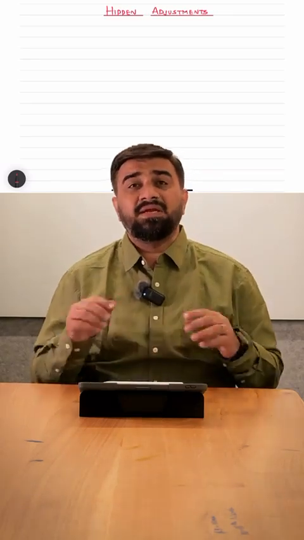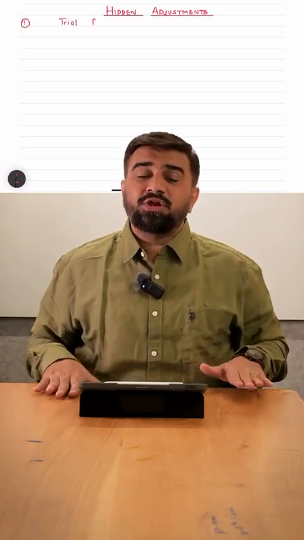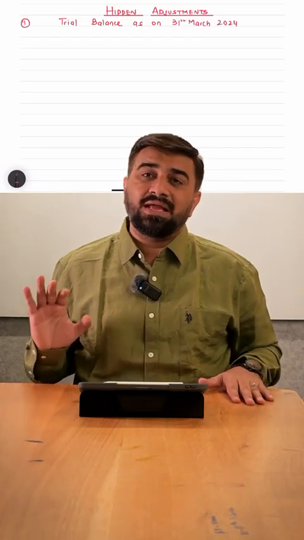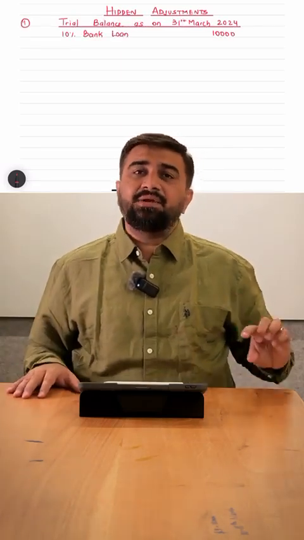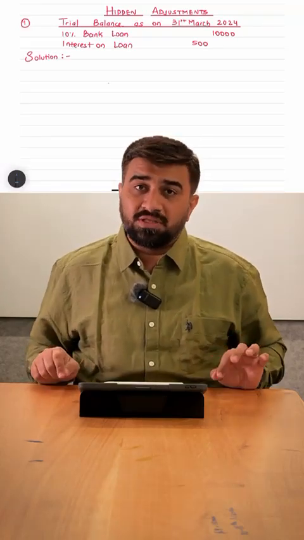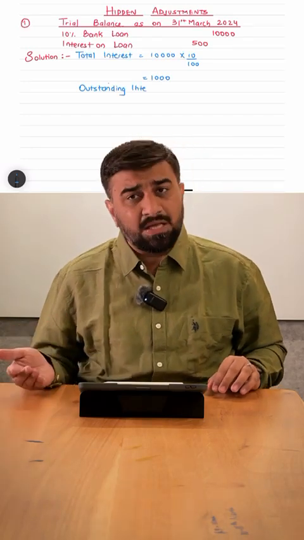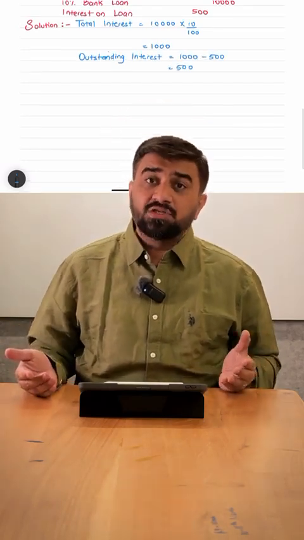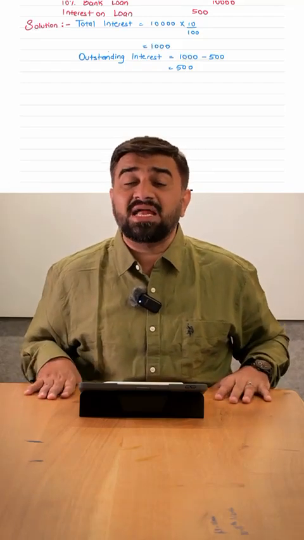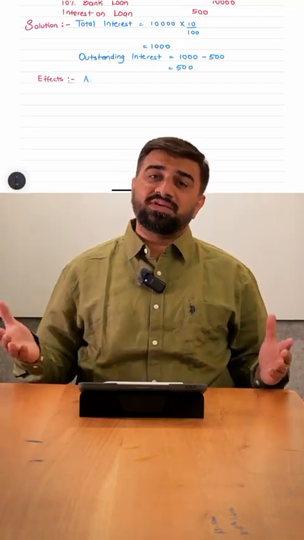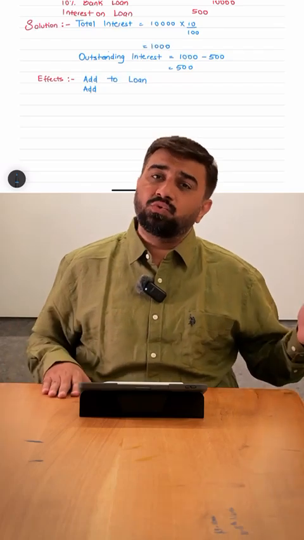Now we discuss the hidden adjustments. Adjustments every one of you have already revised. Let us discuss some hidden adjustments properly. 1. In trial balance they have given you 10% bank loan 10,000, and say interest on loan given is 500. So we calculate interest on loan for the year. 10,000 into 10% for the full year comes to 1,000, and interest paid is 500. So the remaining 500 is considered as outstanding interest, and then give two effects of outstanding interest.